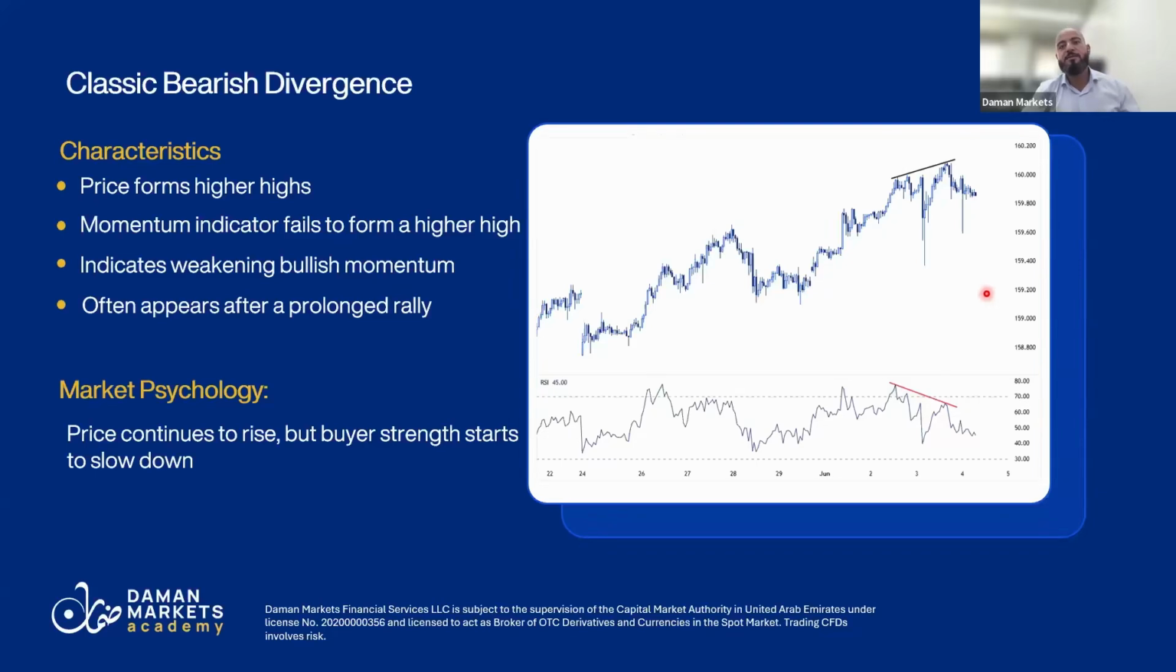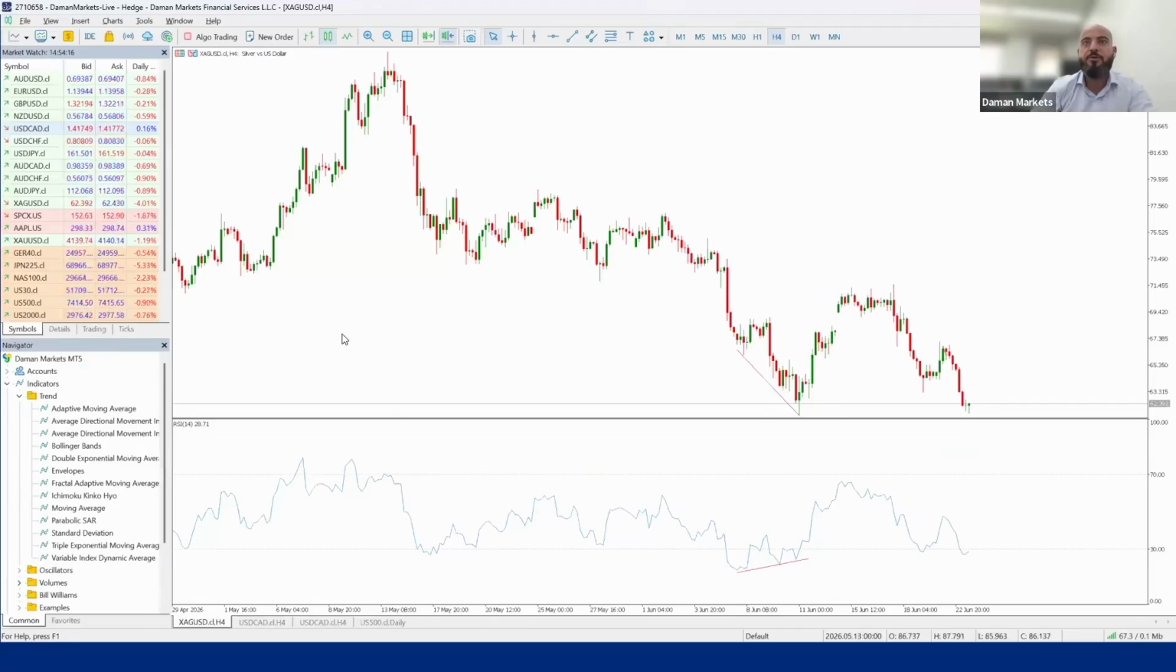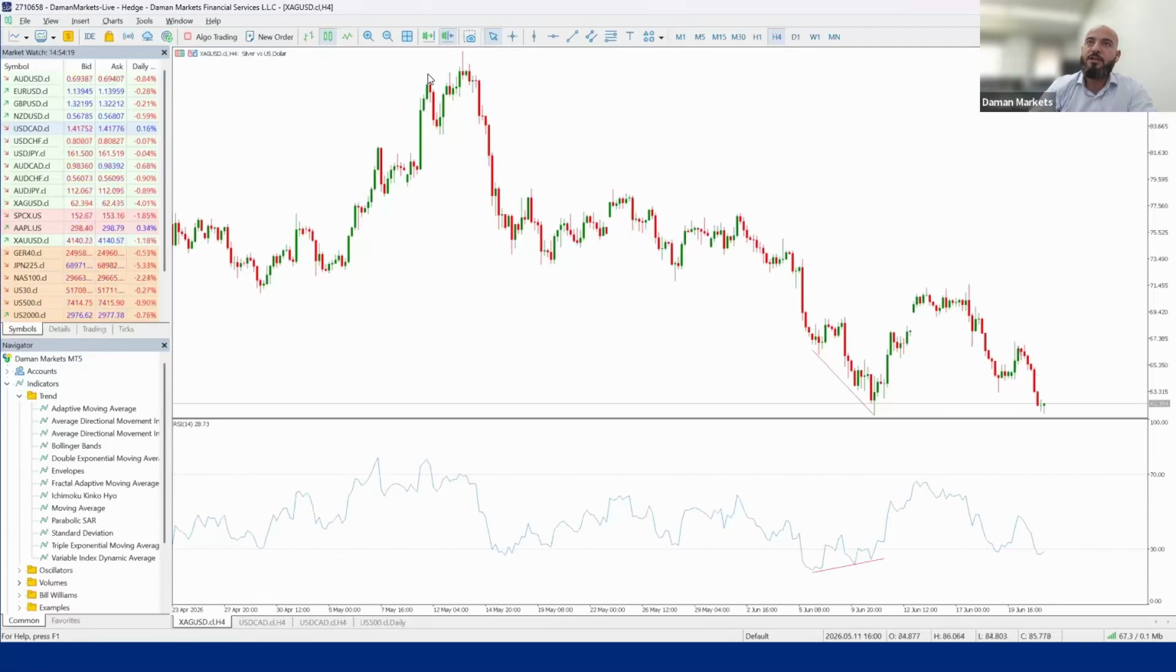Let's go back to the same example that we were using before. Notice here in this rally. Prices are moving up, yeah? Higher tops, higher bottoms. The oscillator is moving up, higher tops, higher bottoms. What happened here?